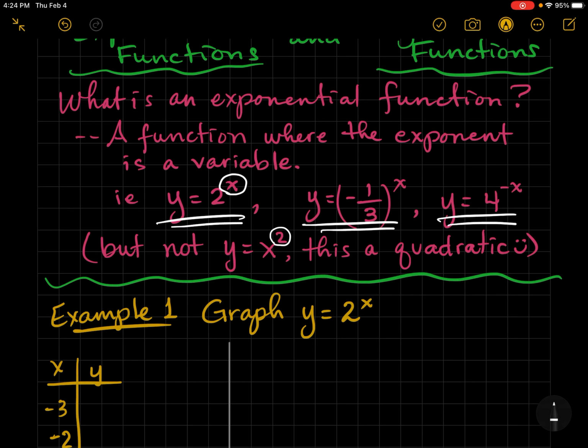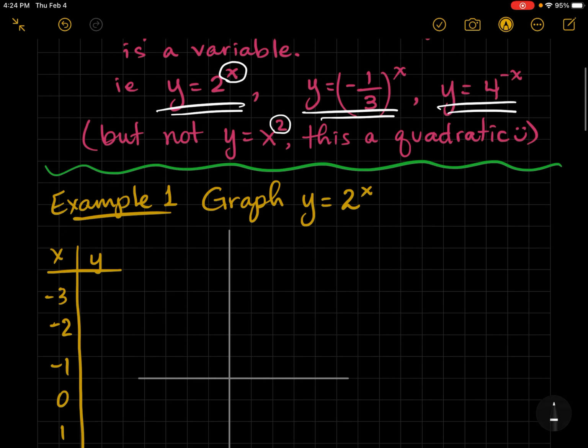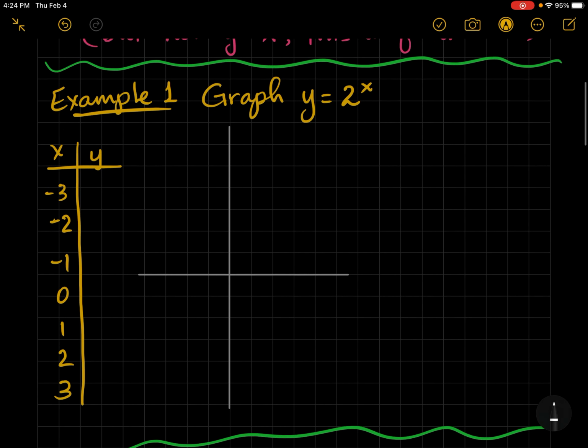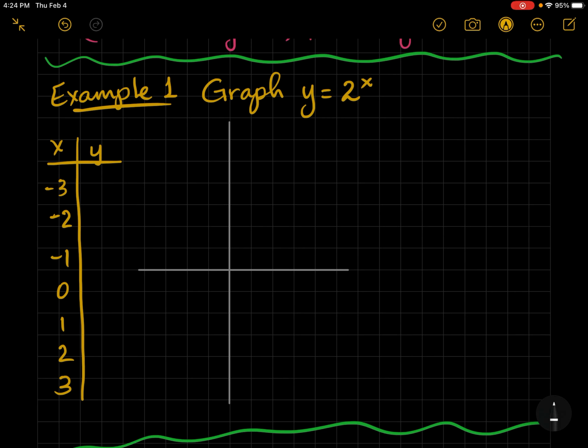Also, we're going to look at some applications on another day, whether we're looking at exponential growth or exponential decay, and have a little fun with some special models. First of all, let's start off by graphing y equals 2 to the x.